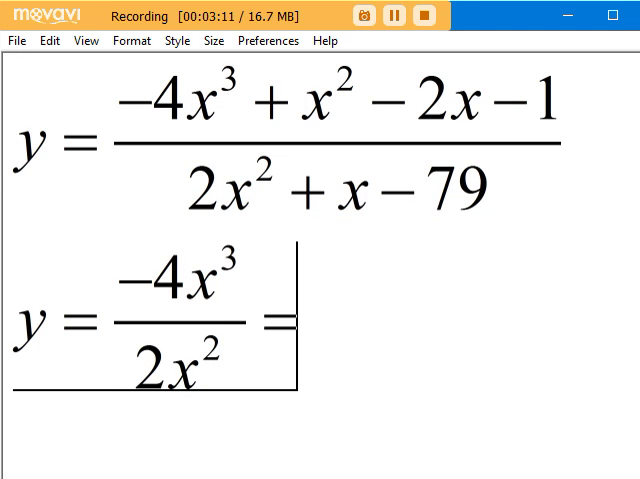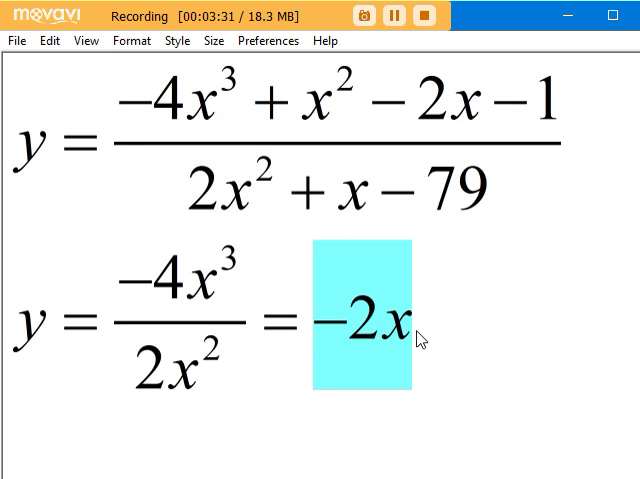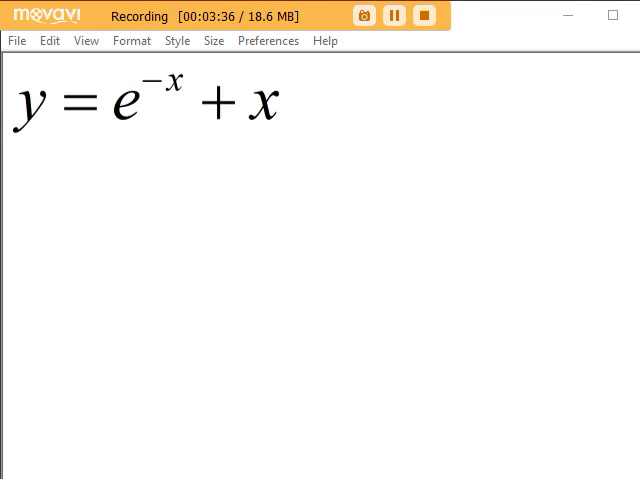Now, we have to simplify here. So negative 4 over 2, negative 2. And then the x cubed over x squared, we just subtract the exponents and get x there. So this huge complicated fraction here, again, if we were to zoom out, we would see that its graph is basically identical to the graph of negative 2x. So negative 2x would be the end behavior model.